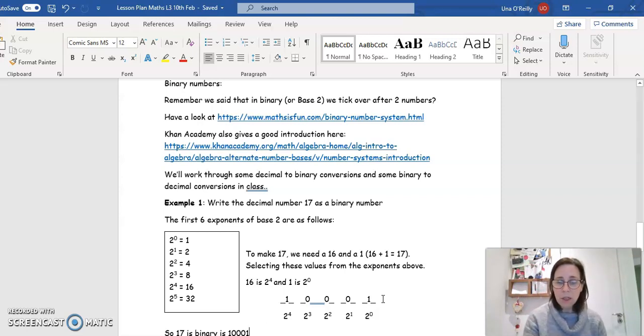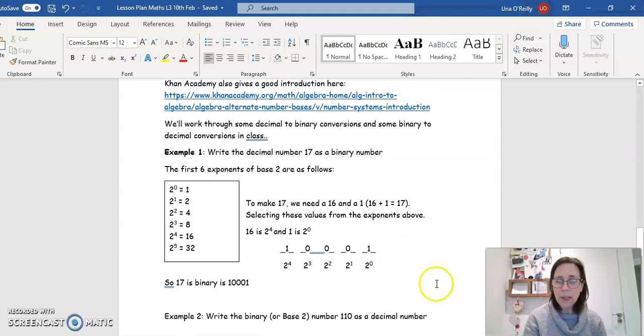So to convert 17 in decimal, we've already said we need a 16, which is 2 to the power of 4 over here, so we make that a 1. We don't need an 8, which is what 2 to the power of 3 is. We don't need a 4, which is what 2 to the power of 2 is. We don't need a 2, which is 2 to the power of 1, but we do need a 1, which is 2 to the power of 0. Okay, so that number is 10001, and that one there is this one here. You start reading it from the left hand side.